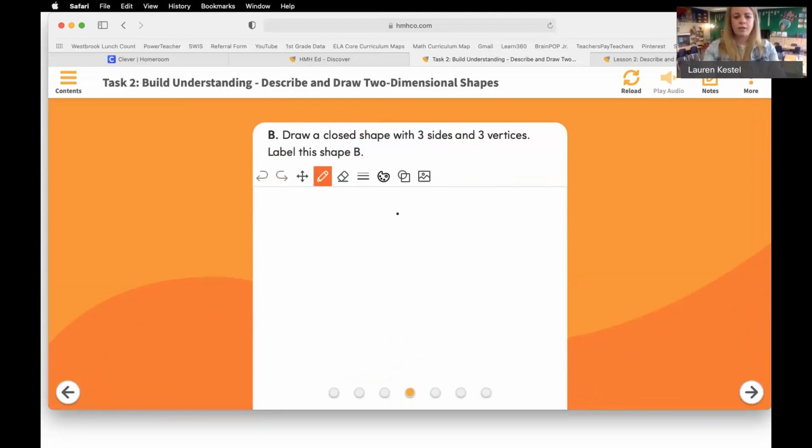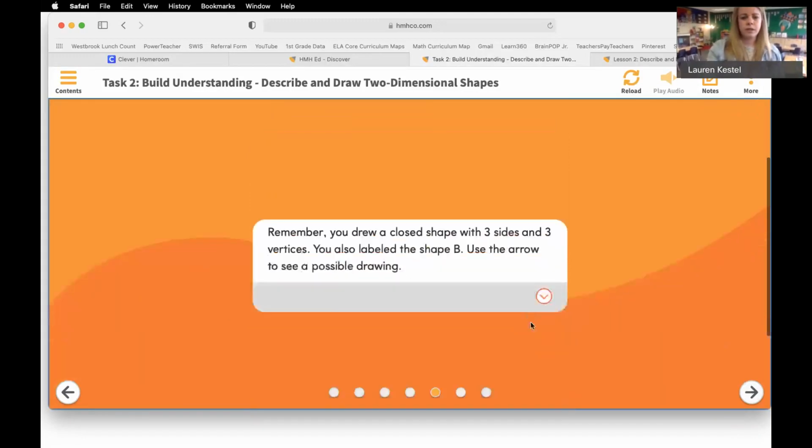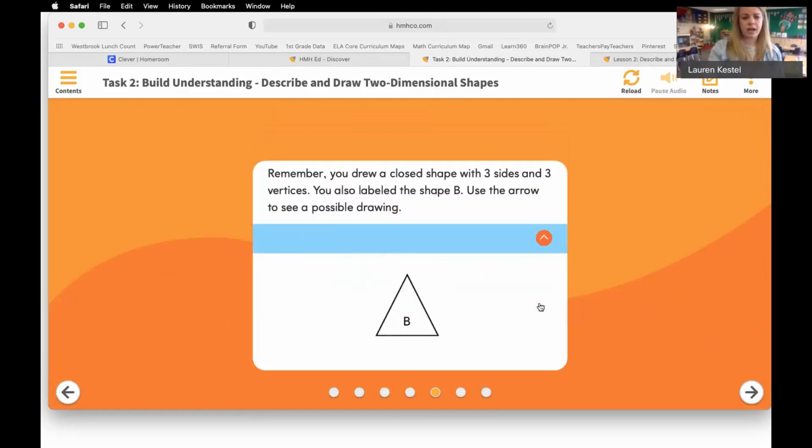So I remember that a triangle has 3 sides. 1, 2, 3. A triangle also has 1, 2, 3 vertices. We're going to label this shape B. Here's another possible drawing of our shape with 3 sides and 3 vertices.